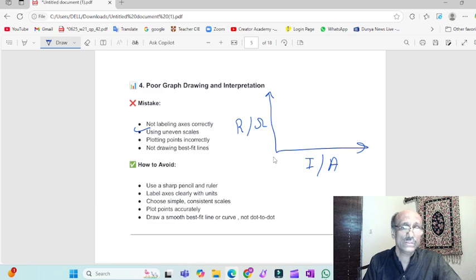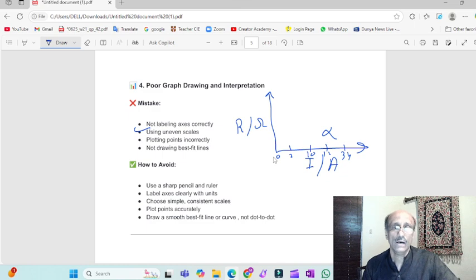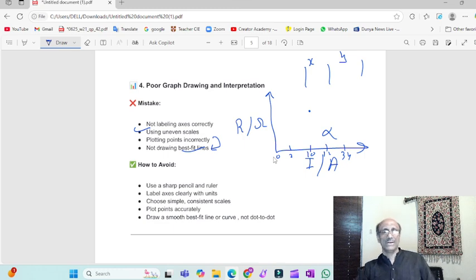Then uneven scale. For example, 0 and then 2, then 10, then 12, then 34. This is not a uniform scale. Plotting points incorrectly. You are not joining the points required, given in the data for the x-axis value and for the y-axis value, and not drawing the best fit line. If you are not able to draw the points correctly, then you will not get the best fit line correctly.